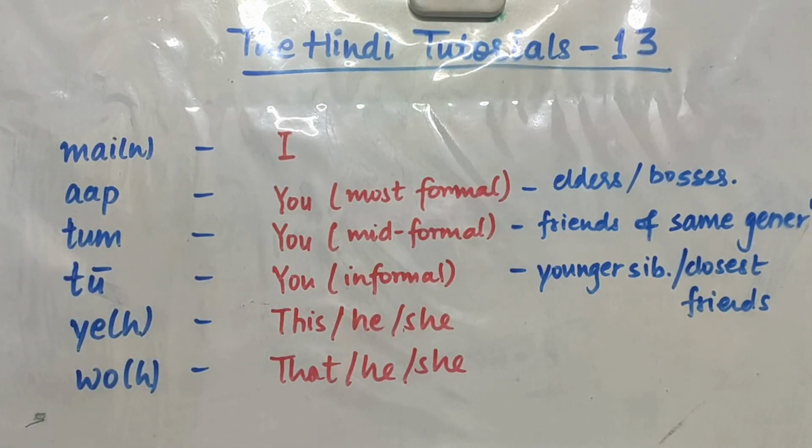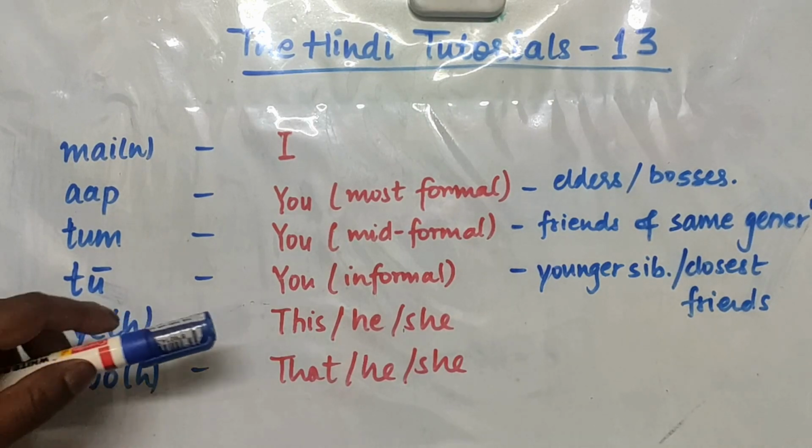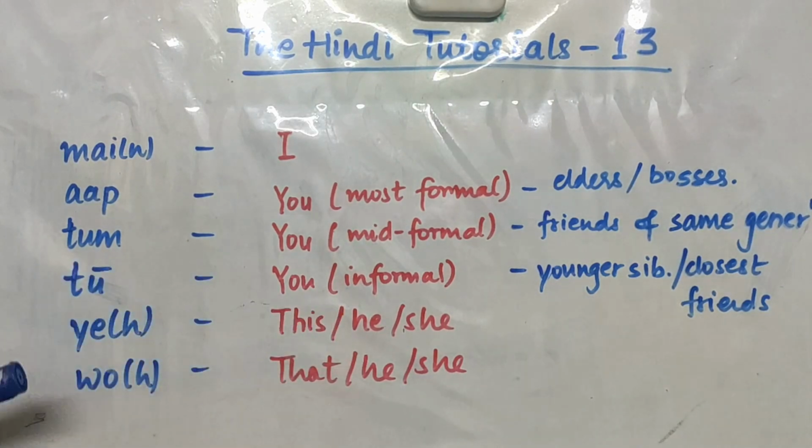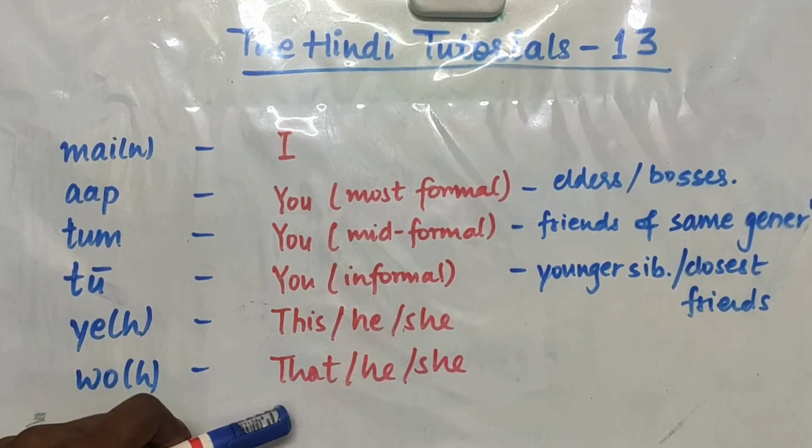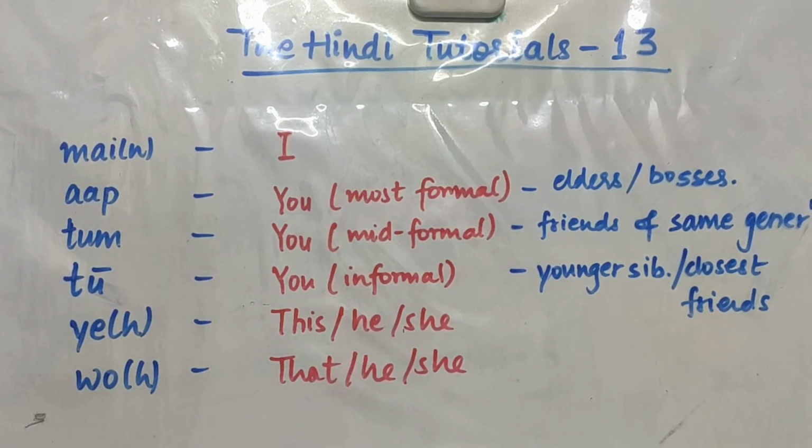Okay. The next two words are ye and wo. Actually, they are yah and vah, but in normal language we pronounce them ye and wo. Okay. So they mean this, he or she, while wo means that or he or she. Okay. We already learned about ye and wo in the tutorial number 11.